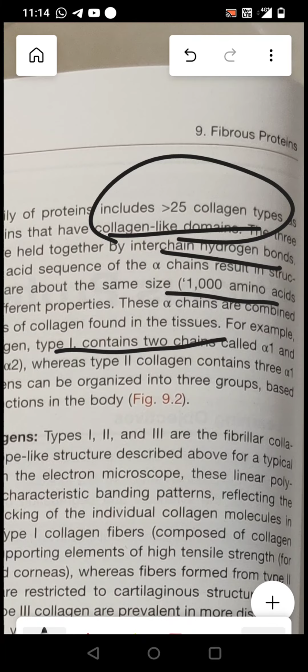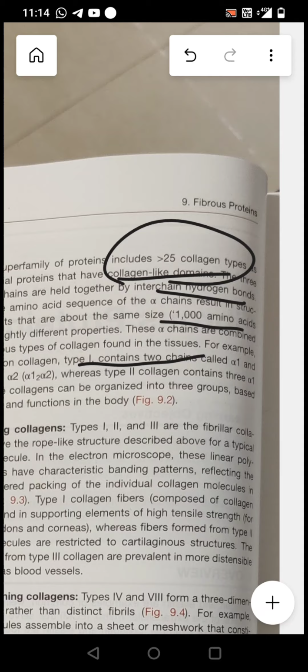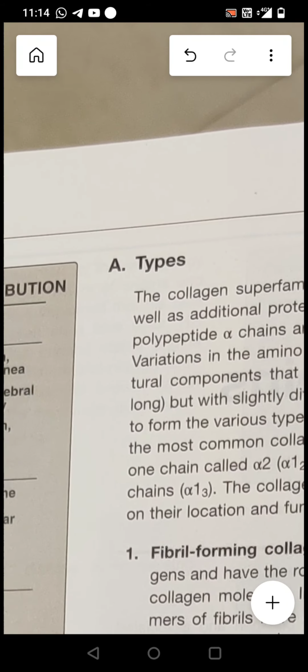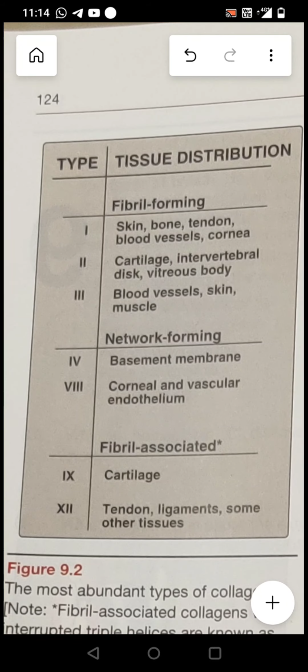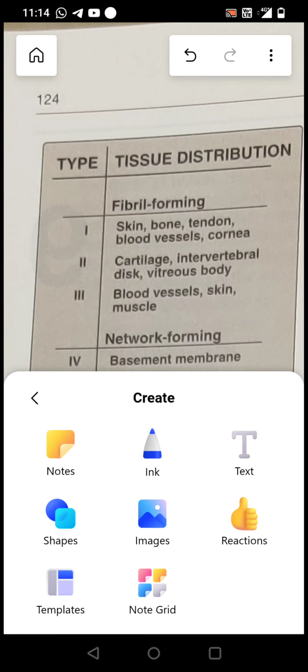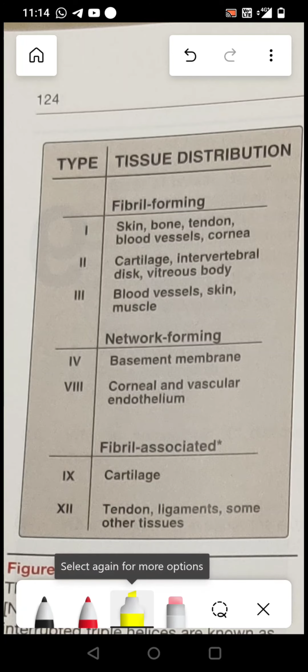Now the different types of collagen depend on their functions. The function determines the type of the collagen itself. This is a very nice way to classify them, and this part is very important for you. Remember the types of collagen as given in this chart. Very, very important. These are the different things you need to know.